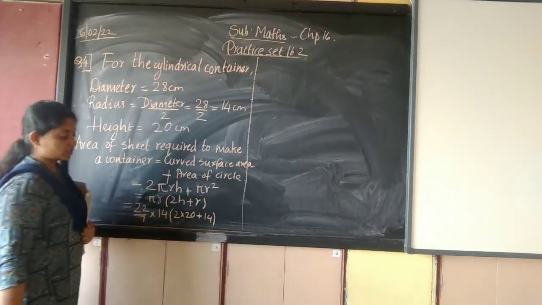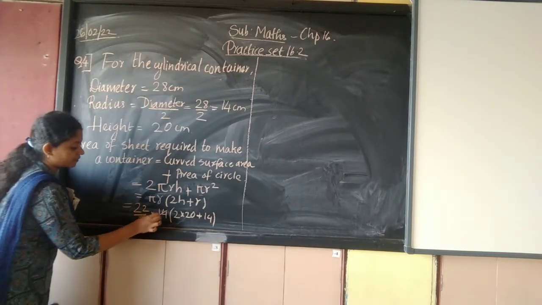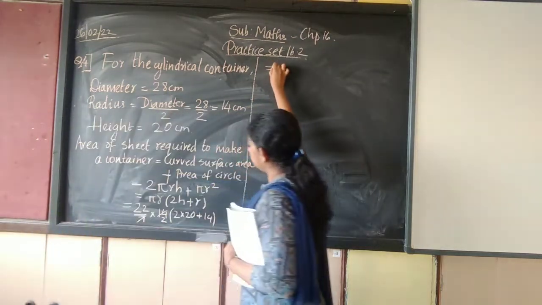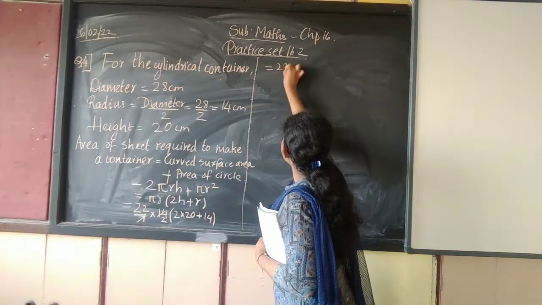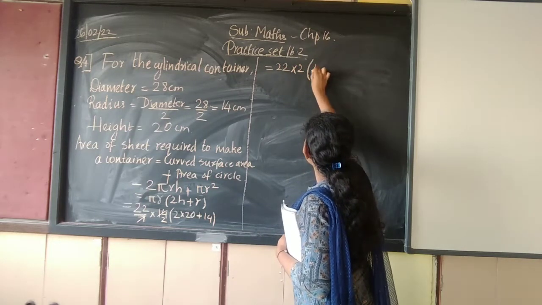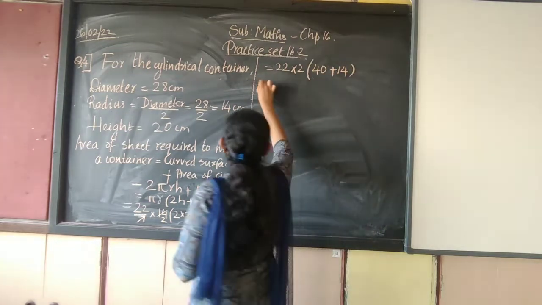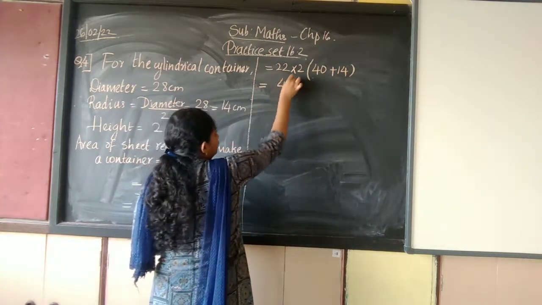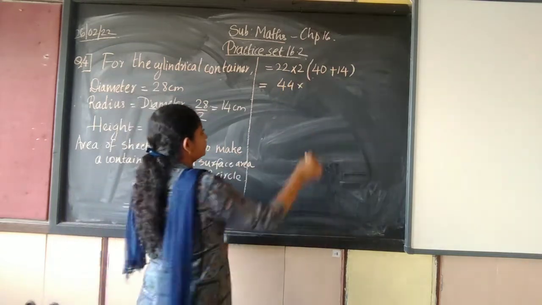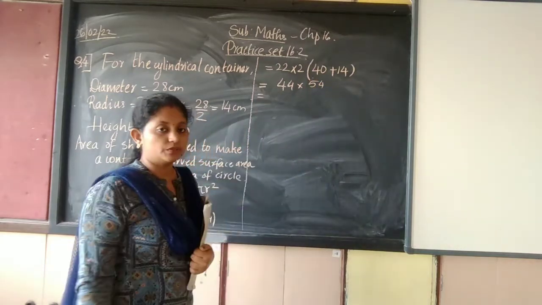What can we cancel over here? 7 and 14. 7 twos are 14. So how much are we getting over here? 22 into 2 in the bracket, 2 twenties are 40 plus 14. 22 twos are 44 into 40 plus 14, which is 54. On multiplying, you will get the answer.